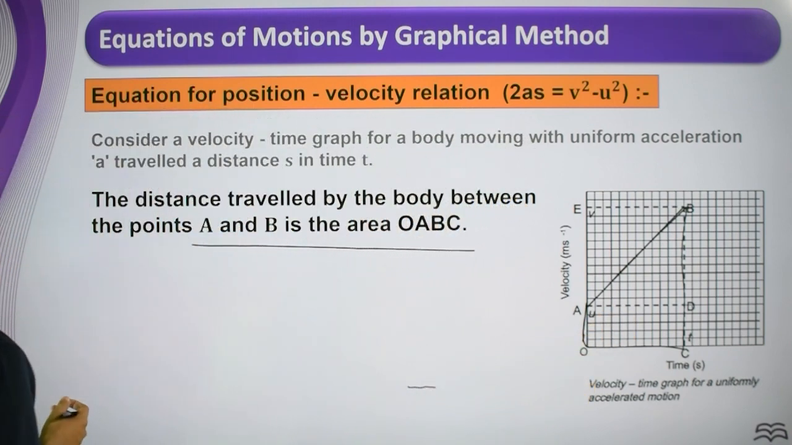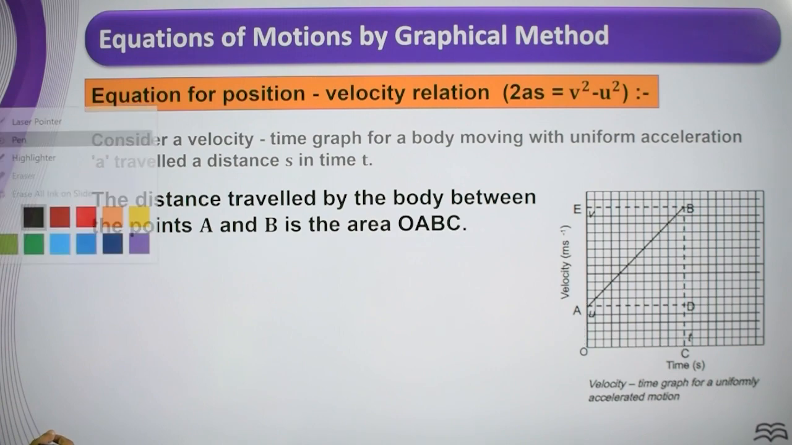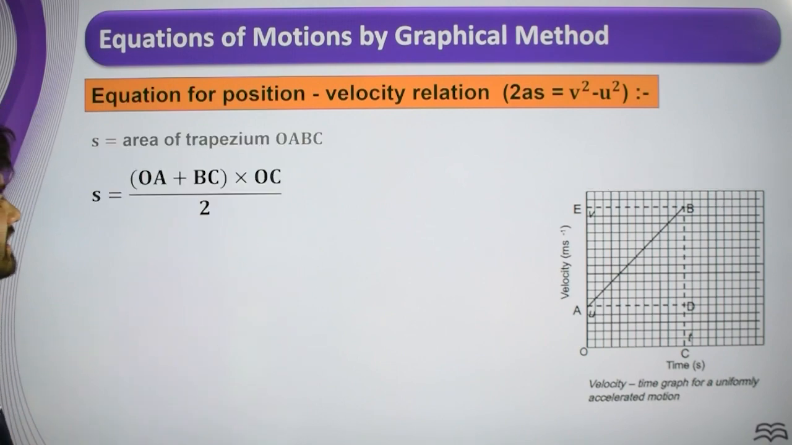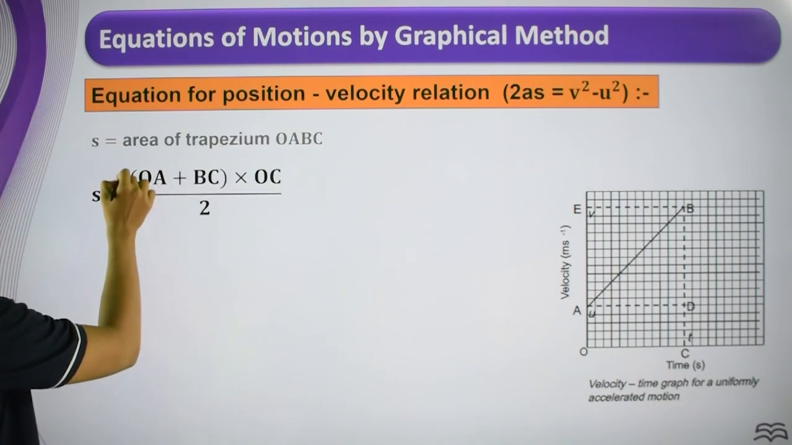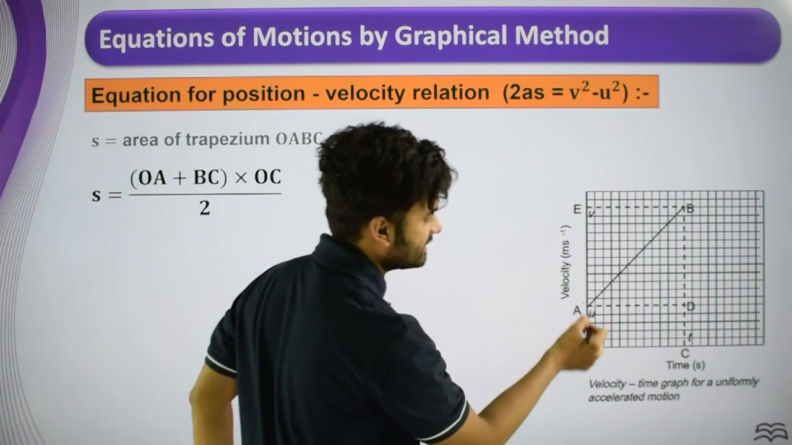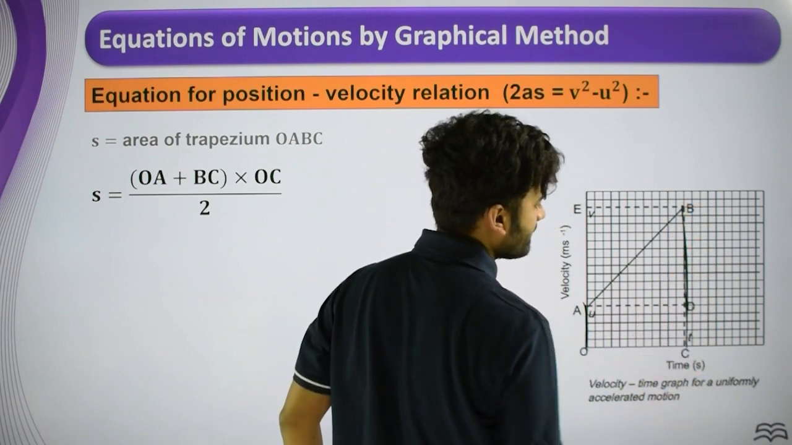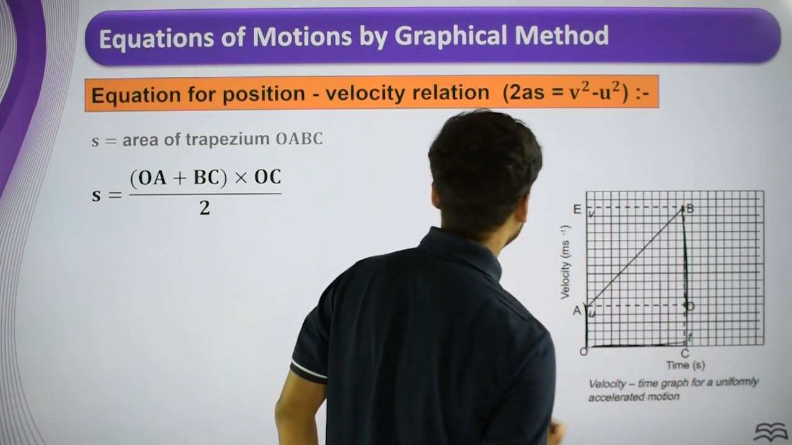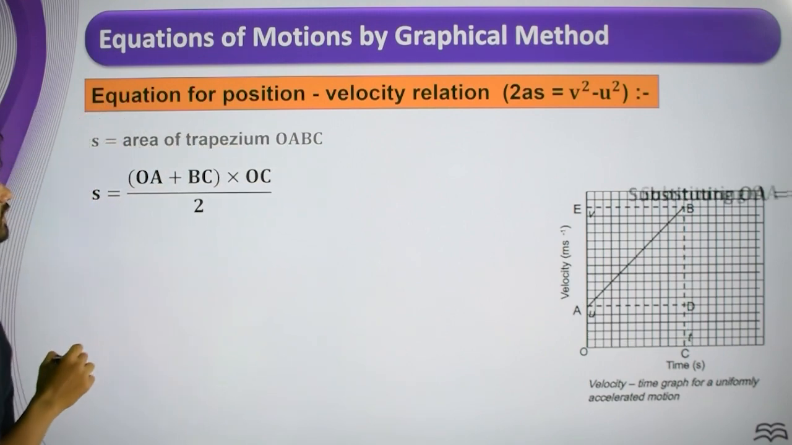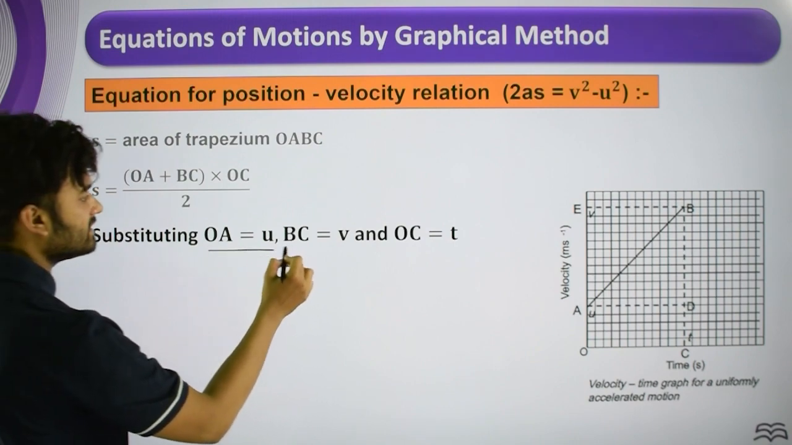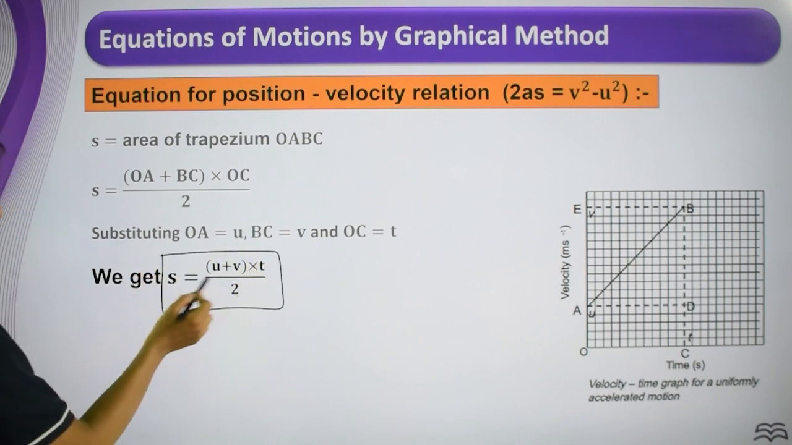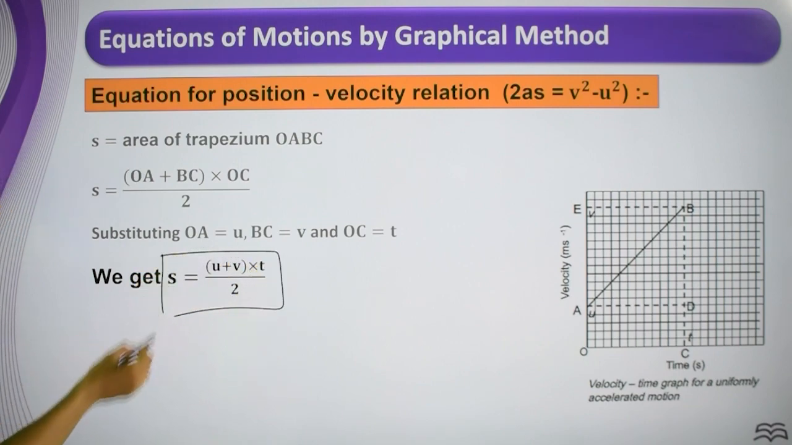What is the area of a trapezium? Trapezium area is half into the sum of parallel sides into height. So what is the area of trapezium OABC? It is half into the sum of parallel sides. Remember, this is the sum of parallel sides. The parallel sides of the trapezium are OA and BC, and the height is OC. So this is the sum of parallel sides upon 2 into this height. What is OA? OA is U, BC is V, and OC is T. Just put the values. What we get, S is equal to (U plus V) into T by 2.